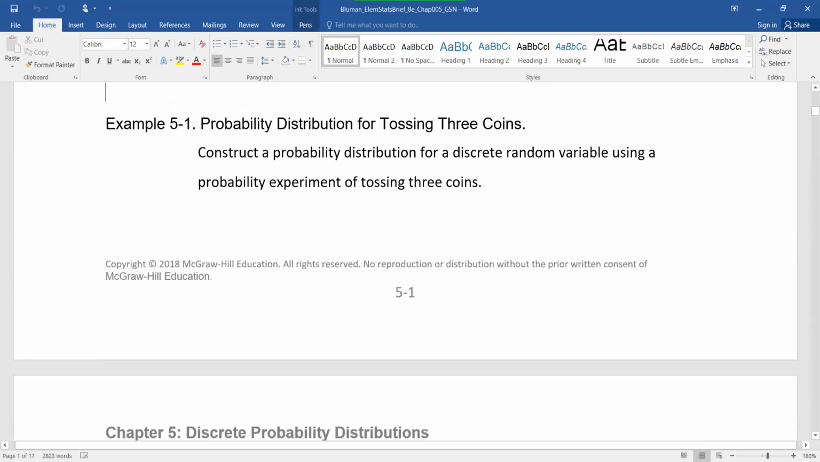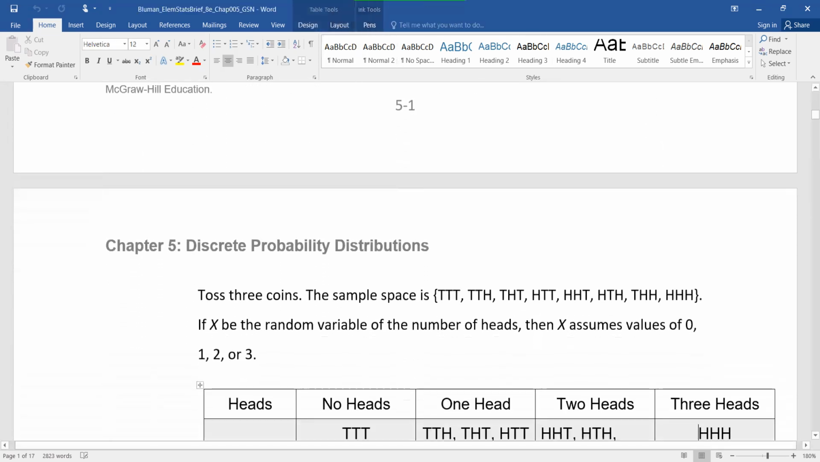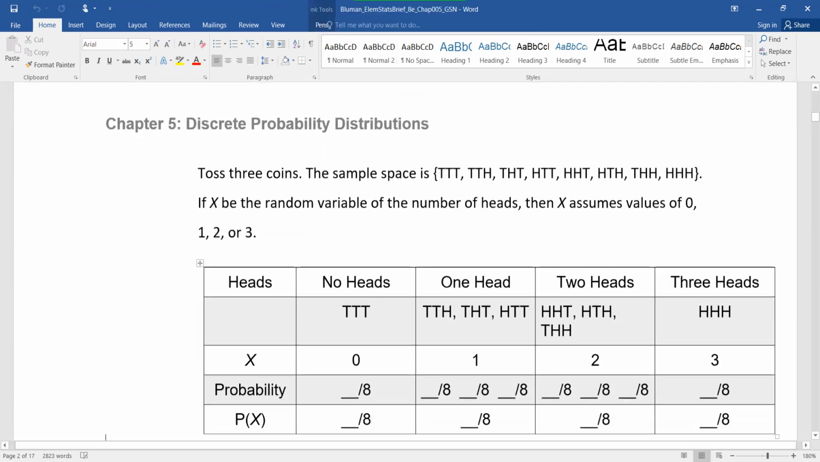All right, so let's look at example 1 here for example based on theory. So probability distributions for tossing 3 coins. Construct a probability distribution for a discrete random variable using a probability experiment of tossing 3 coins. Kind of like what you just saw in your tests.